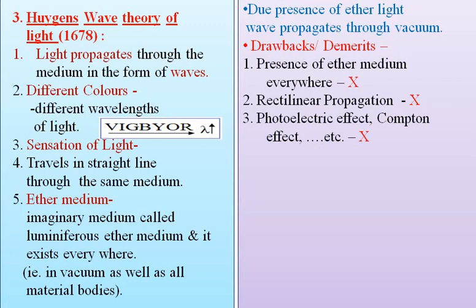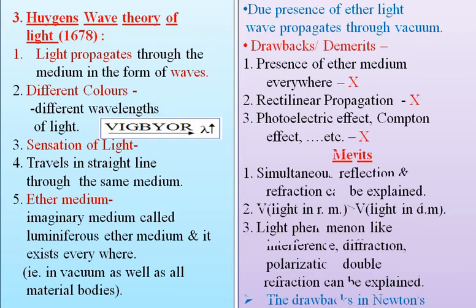In this theory, there are also some drawbacks. The ether medium does not exist everywhere, which is a drawback in Huygens' wave theory of light. The rectilinear propagation of light cannot be explained on the basis of this theory. Some light phenomena like the photoelectric effect, Compton effect, etc. cannot be explained on the basis of this theory, but there are some merits also.